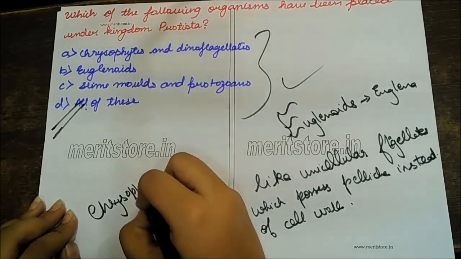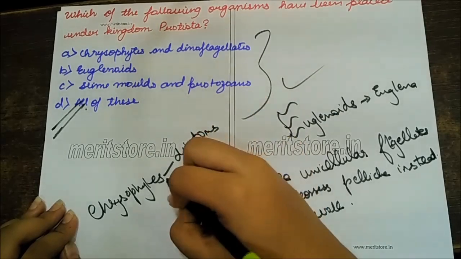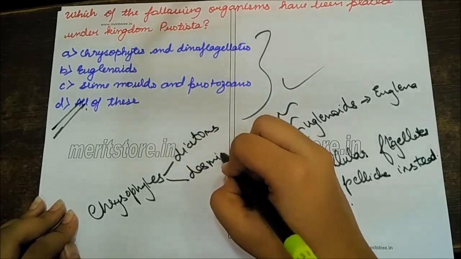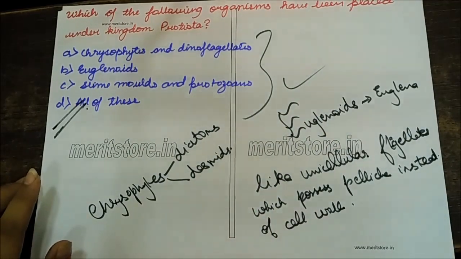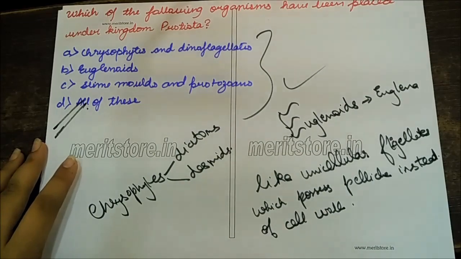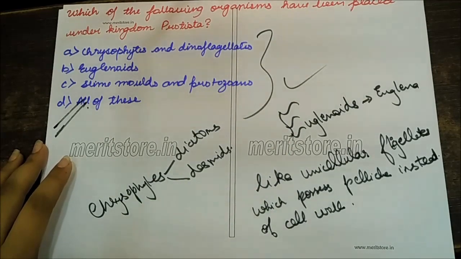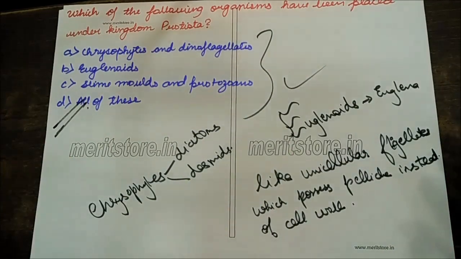Chrysophytes include diatoms or desmids. Now, they belong to the division Chrysophyta or Bacillariophyta. The dinoflagellates belong to division Pyrrophyta and class Dinophyceae. Slime molds possess the characters of both animals and fungi, and therefore they are commonly called fungus animals.